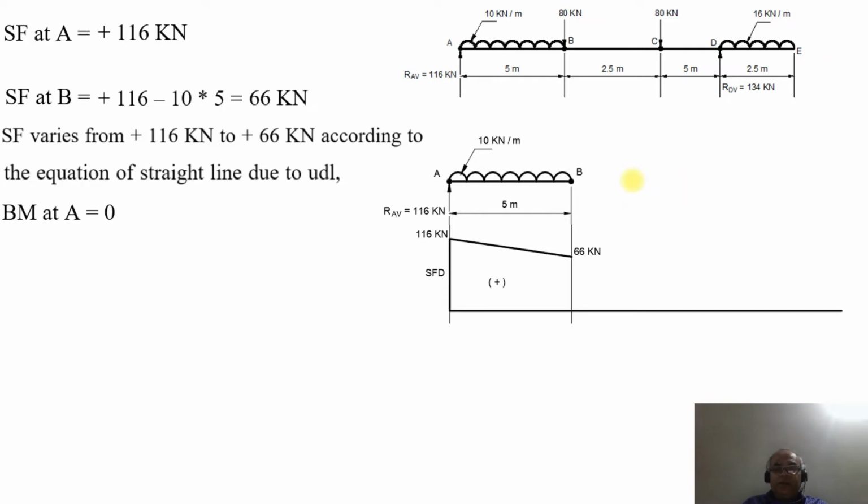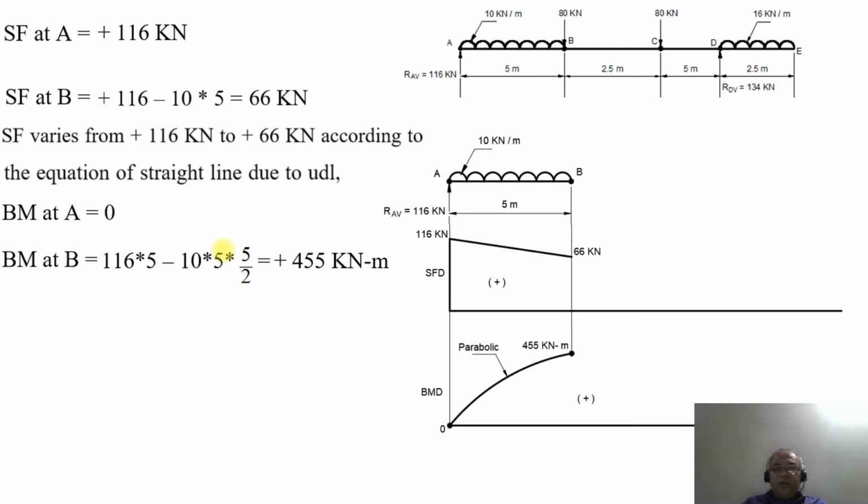Now we will take the bending moment at the point A. BM at A will be equal to 0. BM at the point B will be equal to plus 116 into 5, because it sags at the point B as the vertical reaction makes the beam move in the upward direction, so the beam also tends to deflect upward. Therefore, by convention, it is positive. So 116 into 5 minus 10 into 5 into 5 by 2. On simplification, you get plus 455 kilonewton meter. So we will plot that.